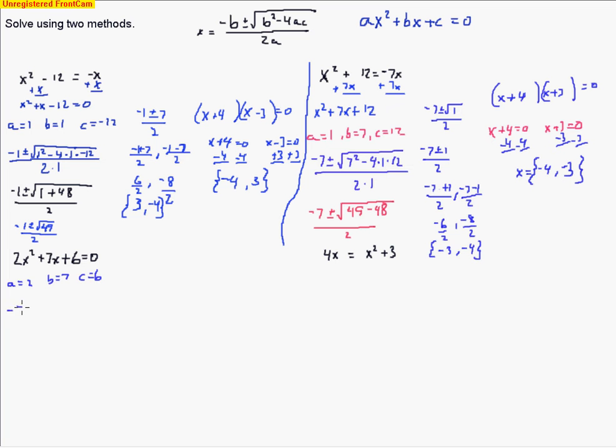The opposite of b, so negative 7 plus or minus the square root of b squared. So 7 squared minus 4 times a, which is 2. And c is 6, and this is all over 2 times 2. Doing some work underneath that radical sign. Now I've got a negative 7 plus or minus the square root, and I've got 49 now.